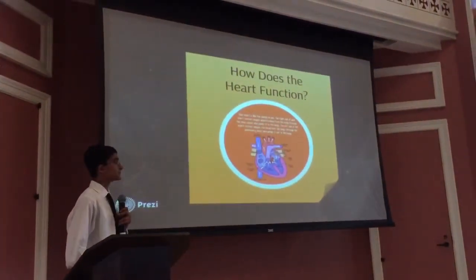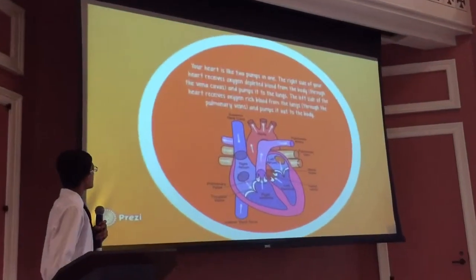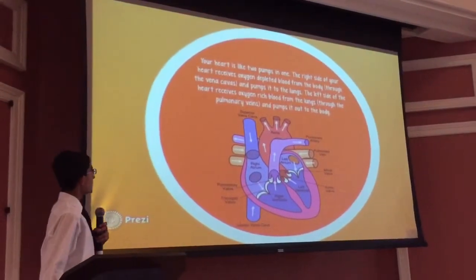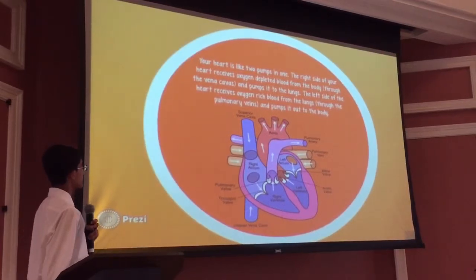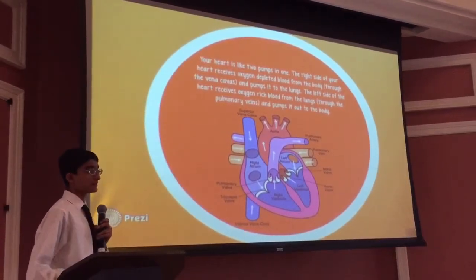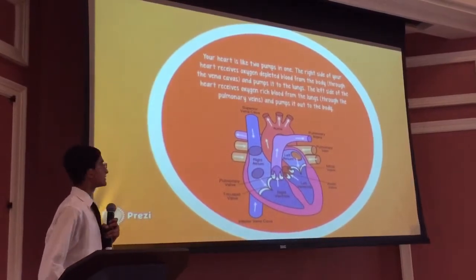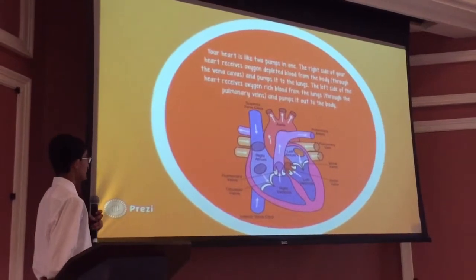So how does the heart function? The heart is like two pumps in one. The right side of the heart receives oxygen-depleted blood through the vena cava and pumps it into the lungs. And the left side of the heart receives oxygen-rich blood from the lungs through the pulmonary veins and pumps it out into the body.